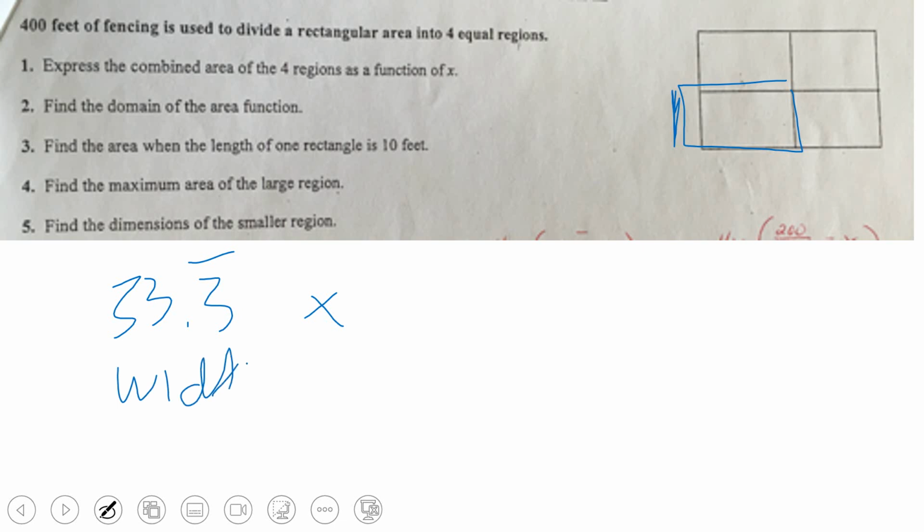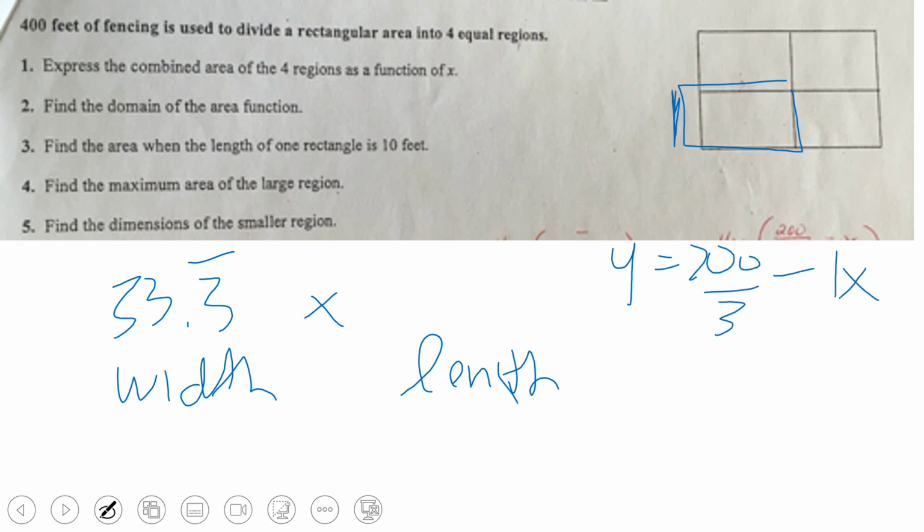Let's go on to the next one. What is the dimensions? Well, the dimensions is a smaller one, so they're saying one of these. Well, we just know this is already going to be 33.3 repeating. That's going to be the width. Now, how do I figure out what the length is? Well, we have that equation, y equals 200 over 3 subtract 1x. And we know x is 33.3 repeating, so let's grab the calculator.